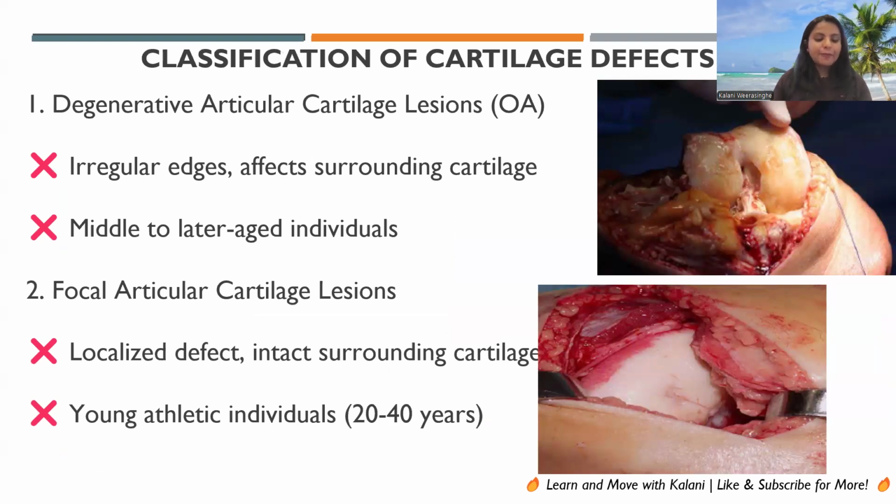Cartilage lesions can be classified into two main types. Degenerative lesions, which are seen in osteoarthritis and involve irregular edges and widespread damage. And focal lesions, which are localized and often found in young athletes, and if untreated, those focal lesions can also progress into more widespread degeneration.